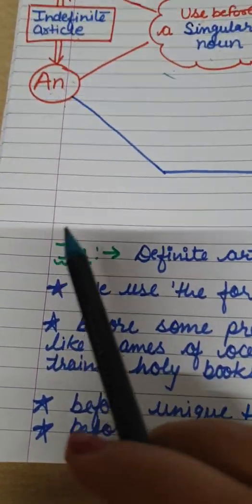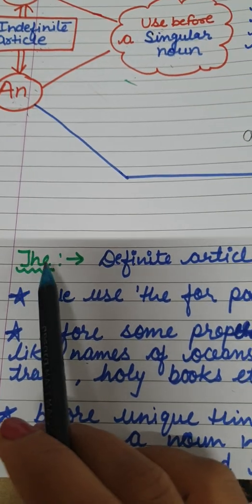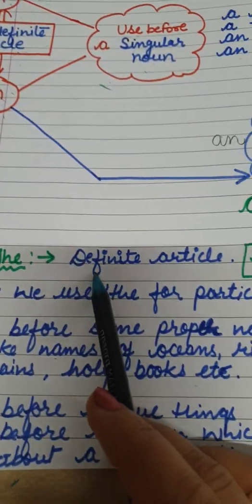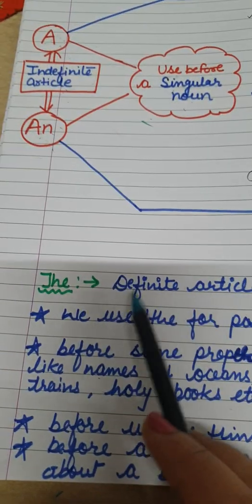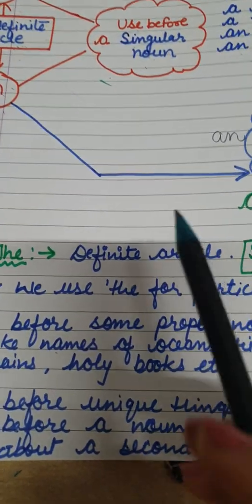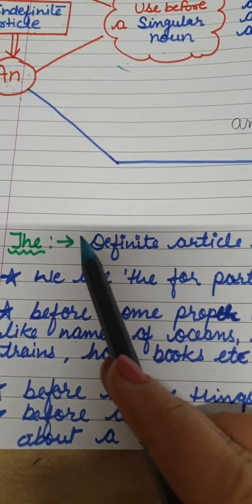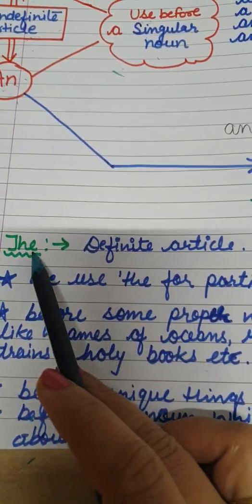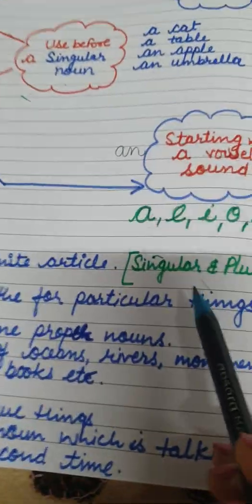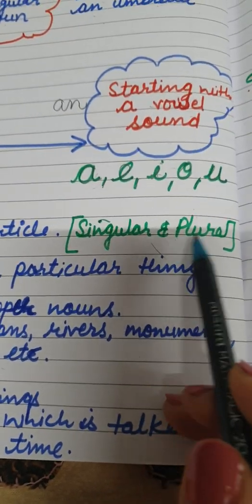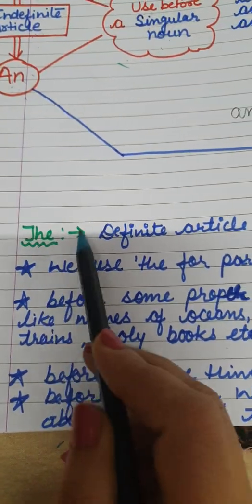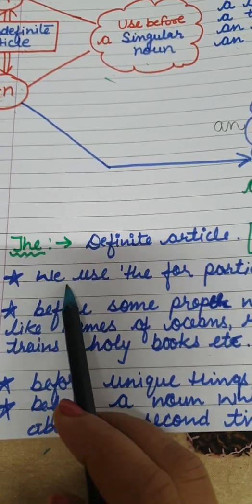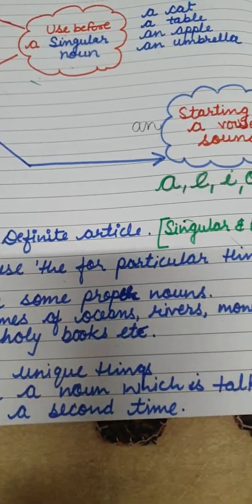Now see where to use the. The is known as the definite article. When we are sure about the things, we talk about the things which are particular, there we are going to use the. The is used for both singular as well as plural things. Let's see a few examples where we are going to use the.